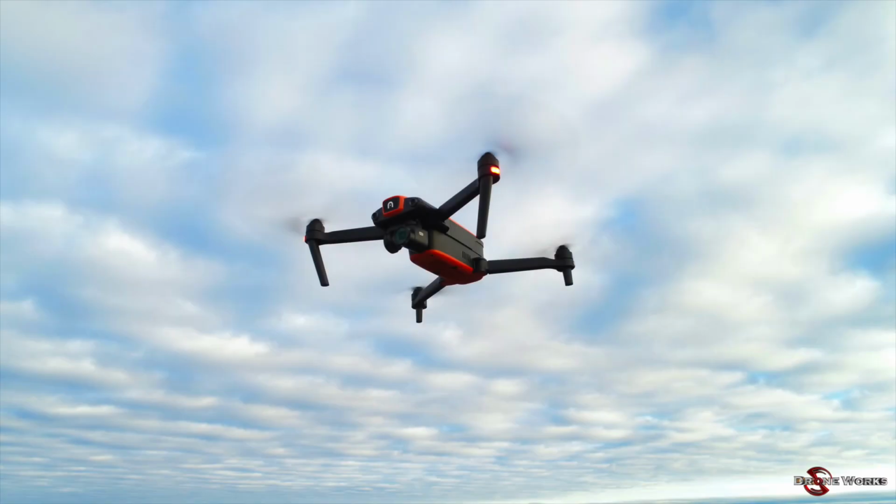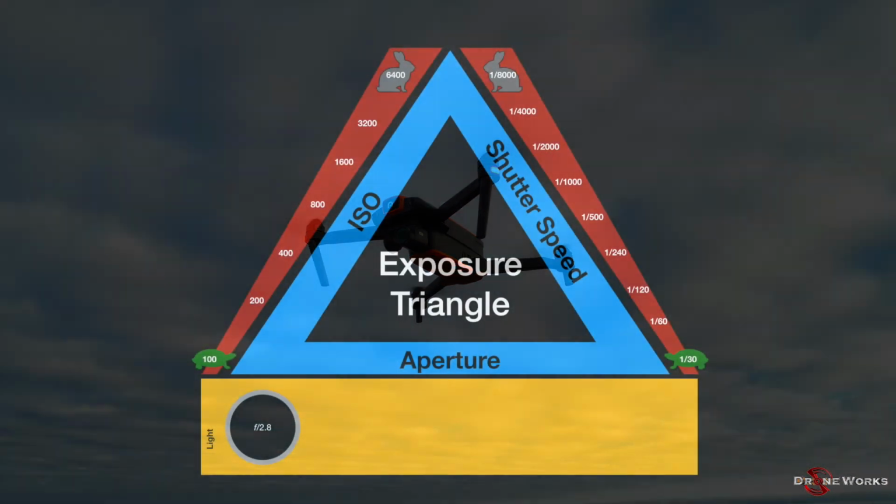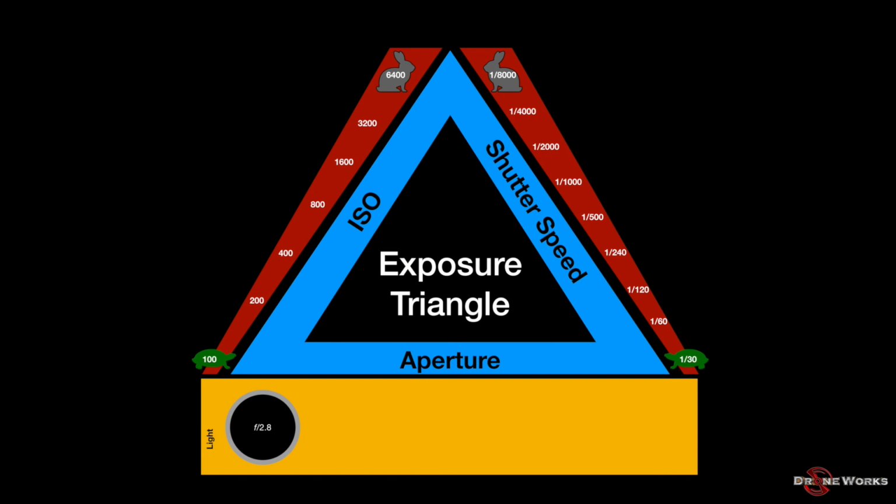What if you have an aircraft that does not have a variable aperture, such as a Phantom 3 series, original Phantom 4, Mavic Pro, Mavic 2 Zoom, Autel Evo, and many other aircraft? These aircraft have fixed aperture lenses which are wide open, usually in the f2.4 to f2.8 range. In order to gain the benefit of a variable aperture, you'll need to use a neutral density filter, also known as ND filters.